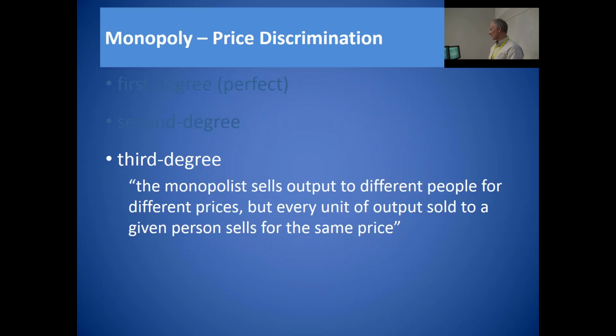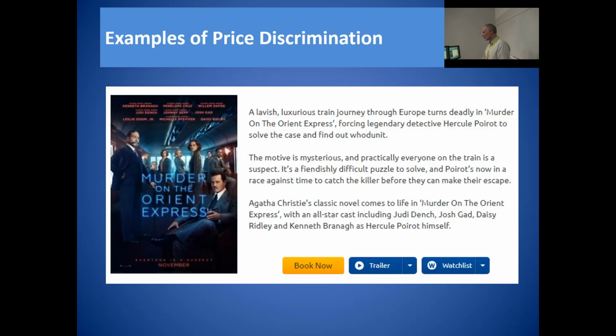This is when the monopolist sells output to different people for different prices. That part of the definition hasn't changed, but every unit of output sold to a given person sells for the same price. So because of the unique position a monopolist finds itself in, it's able to charge different prices to different customers.